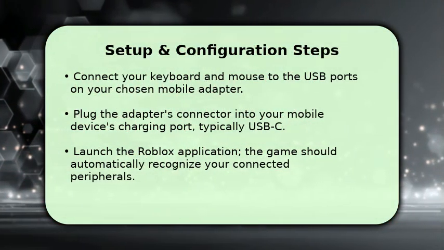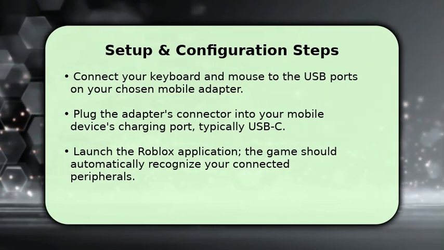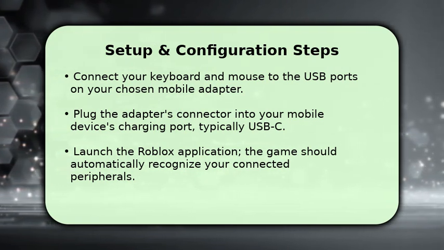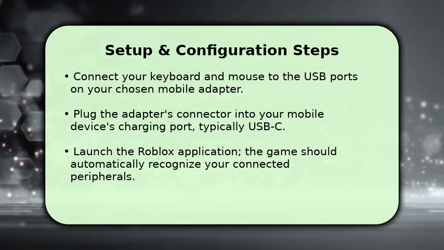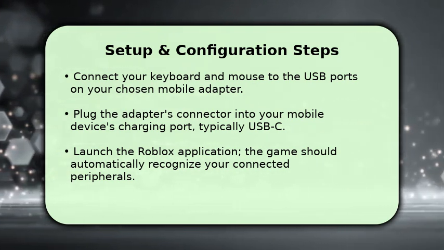Setting up your peripherals is straightforward. First, connect your keyboard and mouse into the designated USB ports on your mobile adapter. Next, plug the adapter's main connector into your mobile device's charging port. This is usually a USB-C or micro USB port.